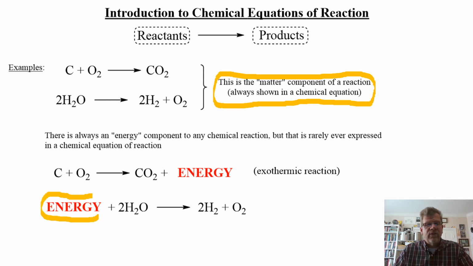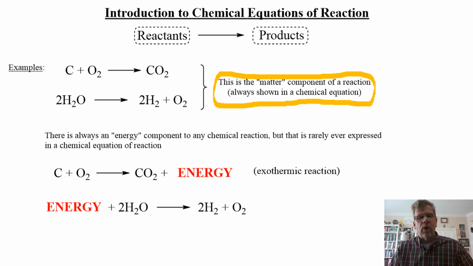So over here, we see energy on the left-hand side. That means that in order for reactants to go to products in this chemical reaction, we have to have heat energy being put into it. So it uses energy to go from reactants to products. This is known as an endothermic reaction.